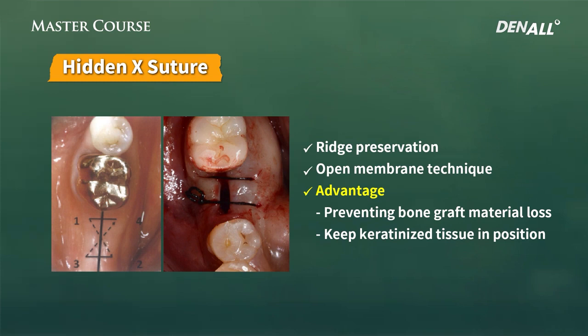The advantage is that because it's X-shaped, you can prevent loss of graft material. And buccal lingual, the strength is not too strong, so it can keep keratinized tissue in position.